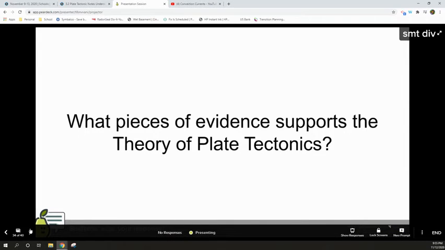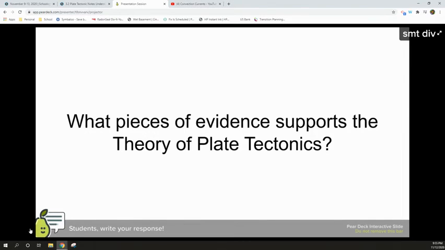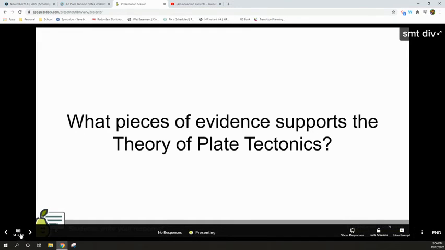Okay, so what pieces of evidence support the theory of plate tectonics? This one's a little different. If you remember, the first piece of evidence is seafloor spreading, the idea that the plates separate from each other, caused by a process underneath the Earth's crust. And then the second piece of evidence is earthquakes and volcanoes and where they're located. That shows evidence that the Earth's crust is made of plates.